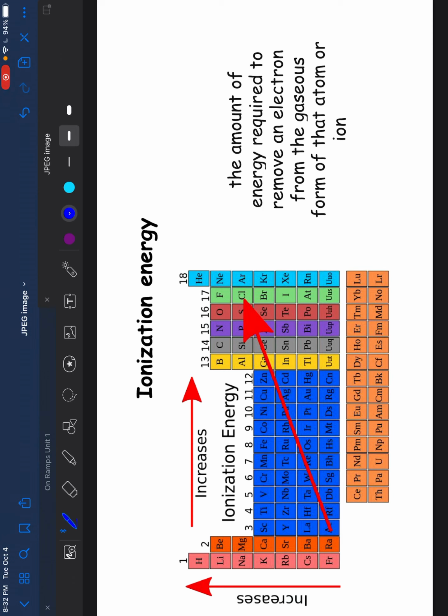Now we're going to talk about ionization energy. It has the same trend as electronegativity. It's going to increase going up. Let's pick a different color. Going to increase going up and to the right. This is the amount of energy required to remove an electron from the gaseous form of that atom or ion. Remember, electronegativity was to attract an electron. Ionization energy is to remove an electron.